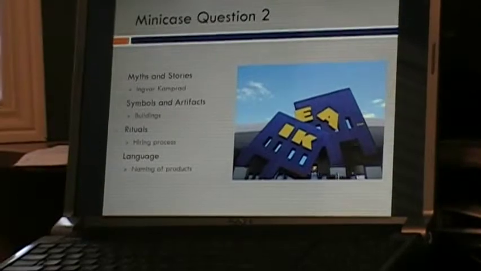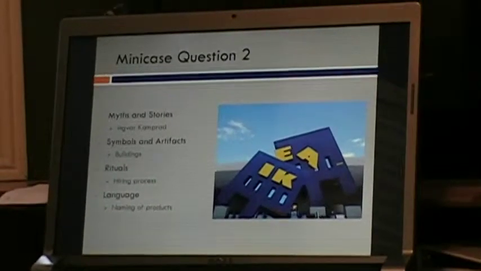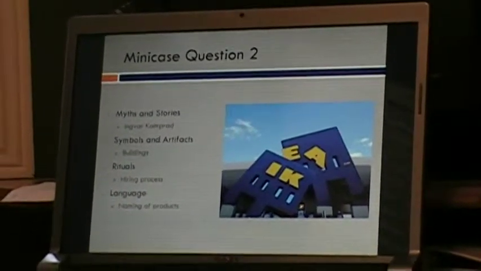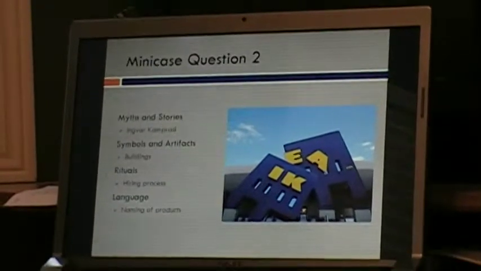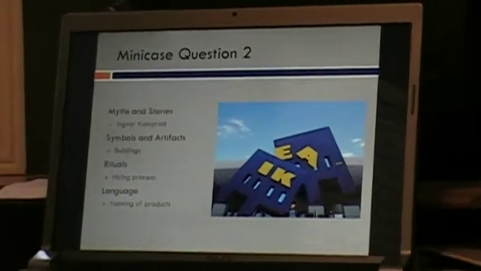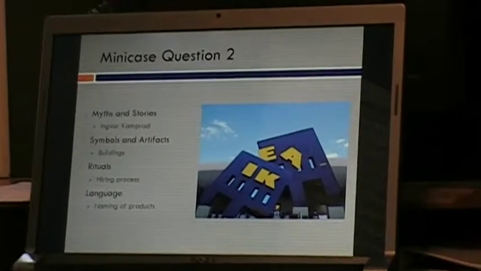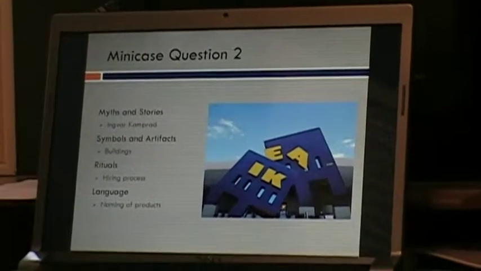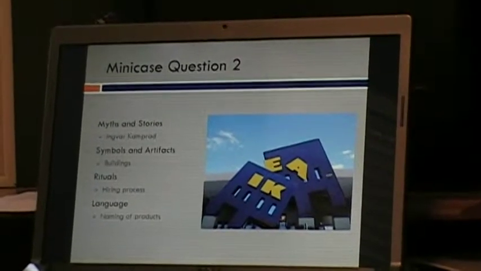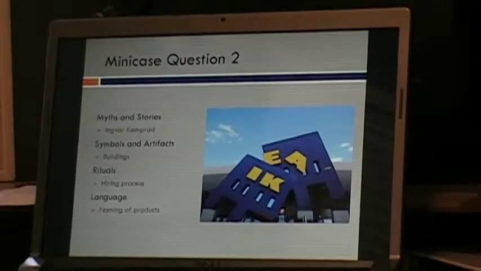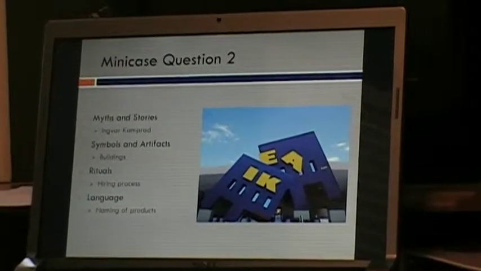Another symbol that IKEA is known for is giving all of their products Nordic names. Clip-in sofas and Palbo footstools are just a few of the names for items in IKEA stores. Customers recognize these names, even if they do not know what they mean, as IKEA products and associate them with the company.